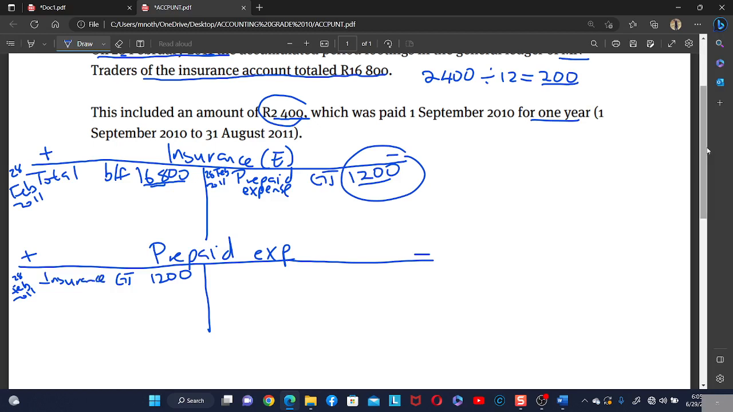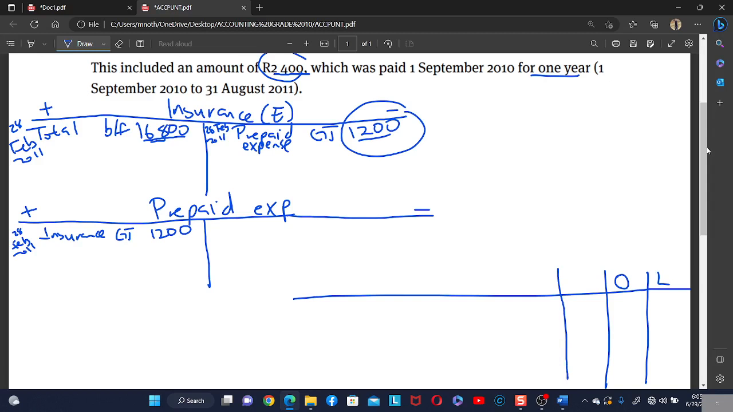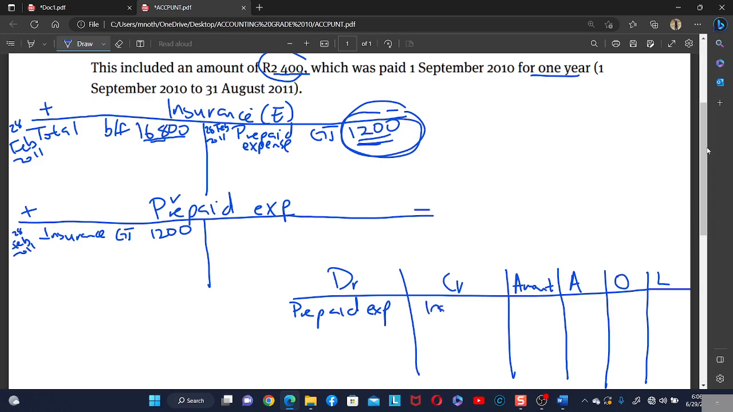Okay, but then let's go and show this in the accounting equation. This is liability, owner's equity, and then asset, and then here we're going to have amount, and then account debited, account credited. The account debited here is the prepaid expense. It is debited with the 1.2. Account credited is the insurance. It is credited by 1.2. So the amount is 1,200.